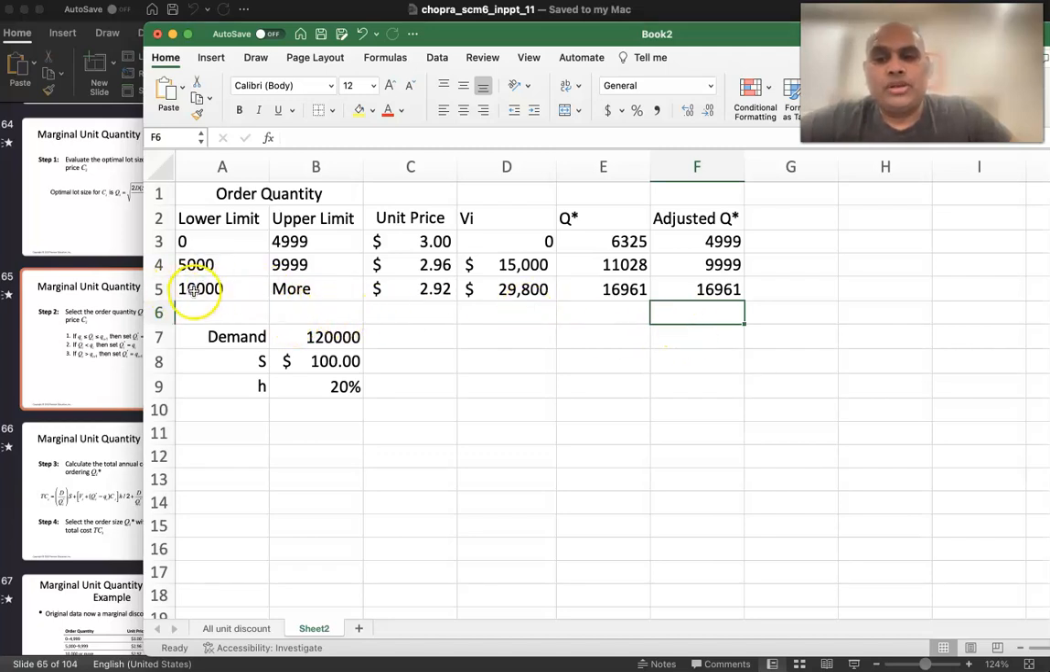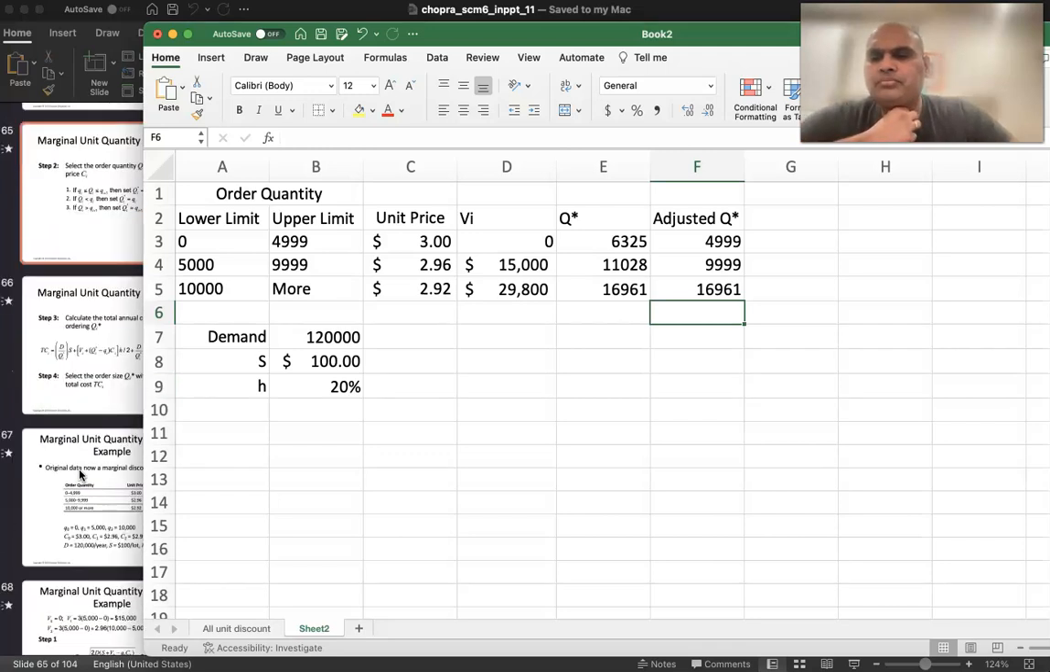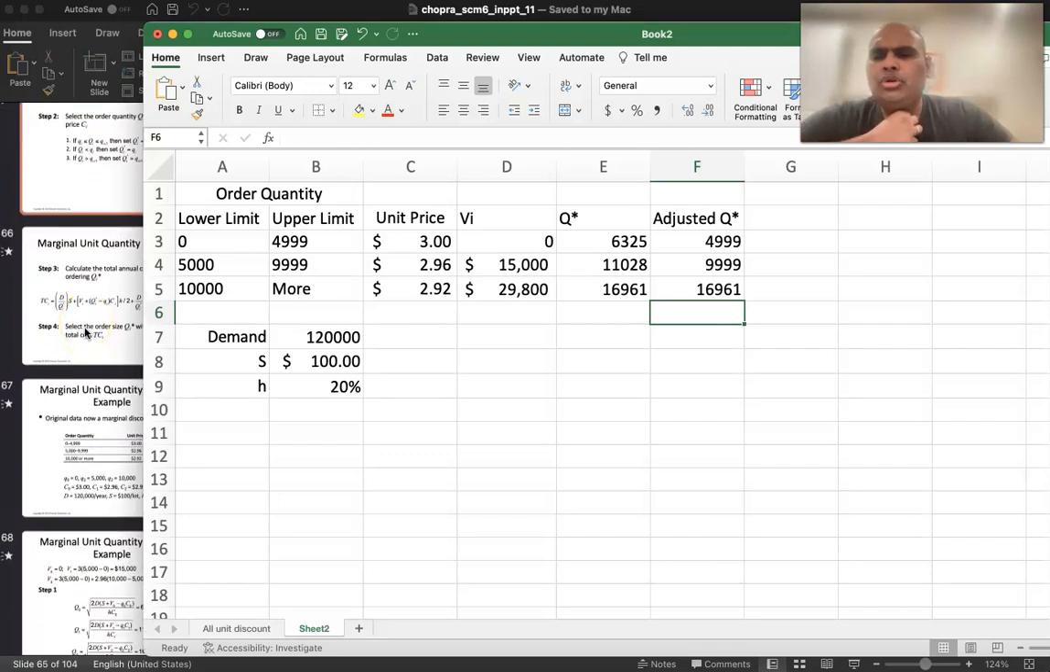If it's less than the lower limit in the range, we will take the lower limit. But that's not the case here. So we calculate the values of adjusted Q star. And once we have that, we can now calculate the total cost values.